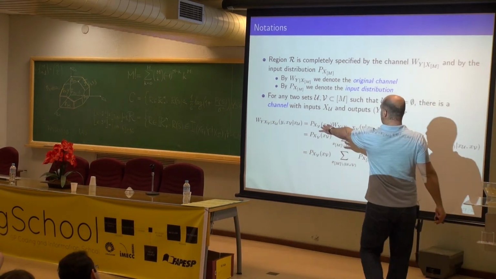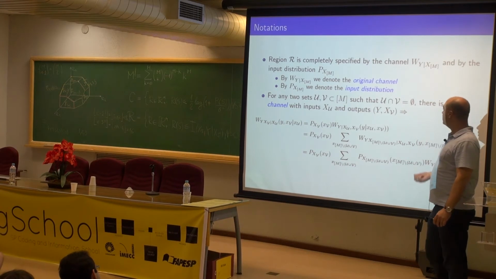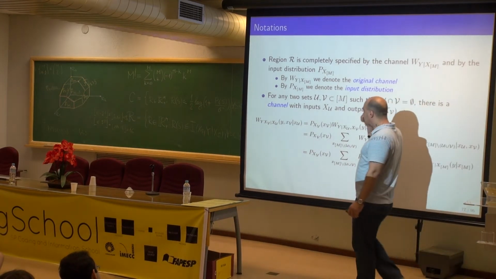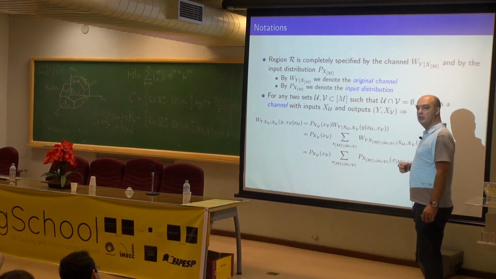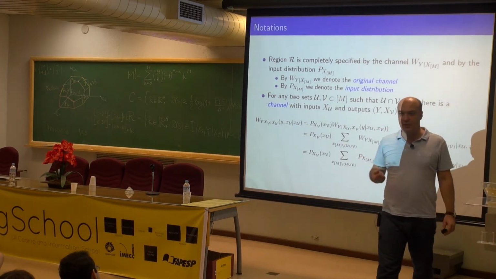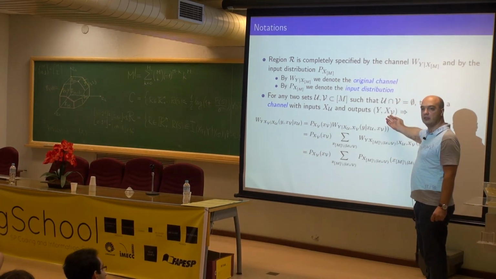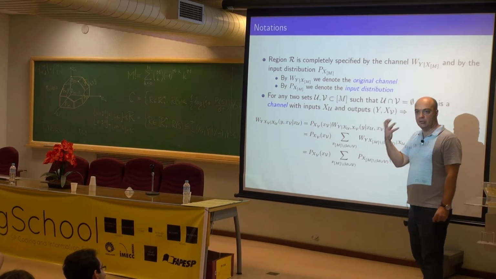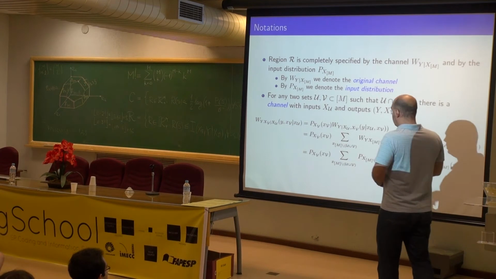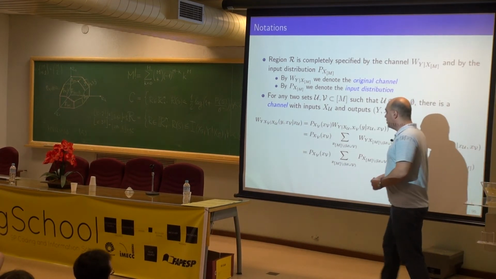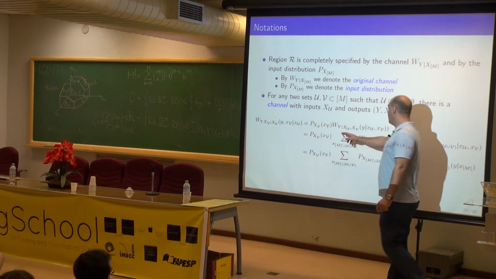So here, for any two sets inside M, if they don't intersect, we can have a channel with inputs in U and outputs Y and X_V. In the successive decoding, you may imagine that this is given, already decoded, and the receiver knows it, it is the part that is stripped. So again, this is the output, this is the input.